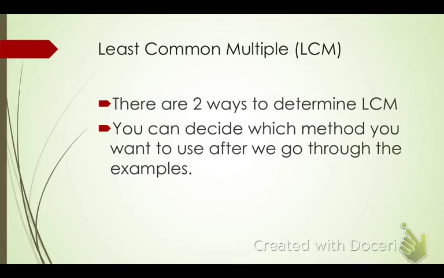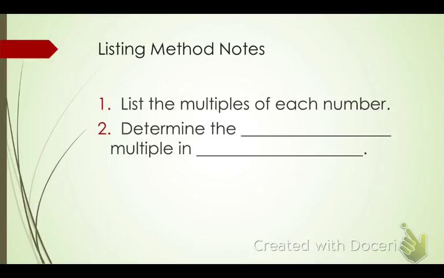There are 2 different ways to find the least common multiple, and like I said earlier, you can decide which one you want to use. So the listing method. The listing method, you'll have 2 or 3 numbers, and so you list the multiples of each number. And then what you have to do is determine the same multiple in each number. Okay. And of course we want it to be the smallest. Okay, what does that look like?